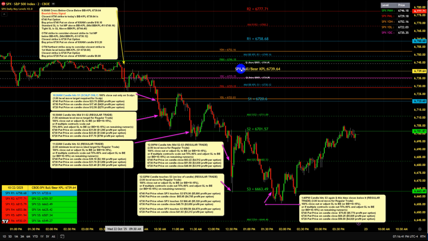So as an example, when you take a bearish trade off of the bull bear key price level, your tight stop loss on that bearish trade would be the QL above, while your standard stop loss would be the first midpoint above. On a bullish trade taken from the bull bear key price level, your tight stop loss, if you choose to use that, would be the QL below, and your standard stop loss would be the first midpoint below.